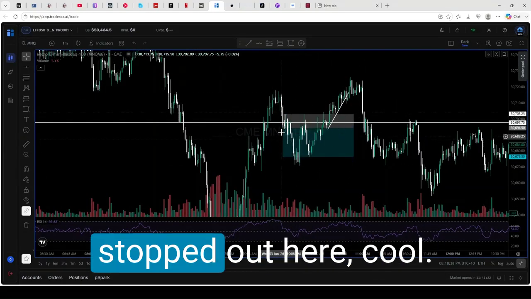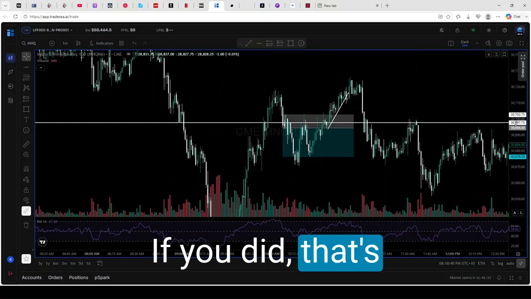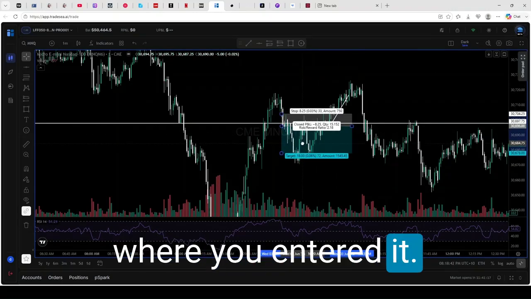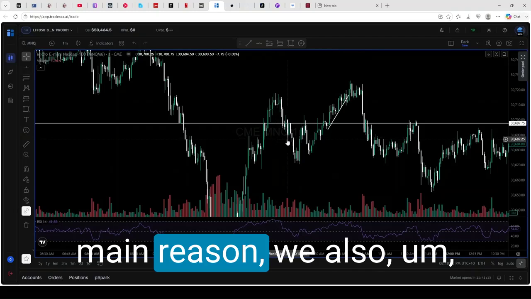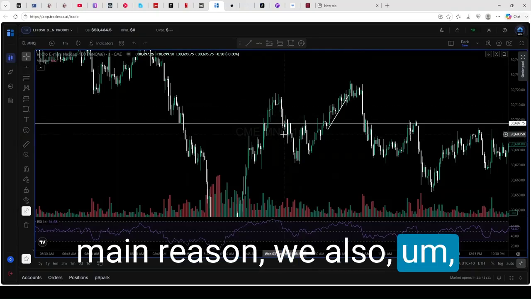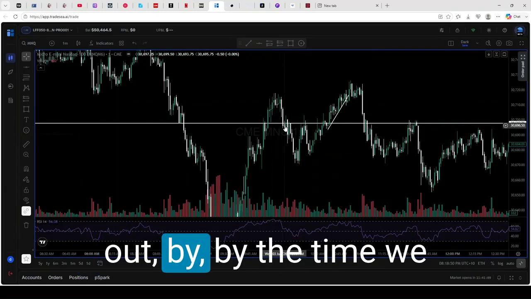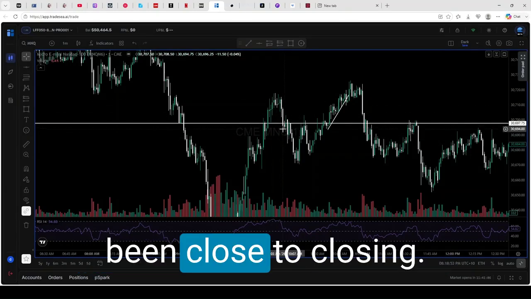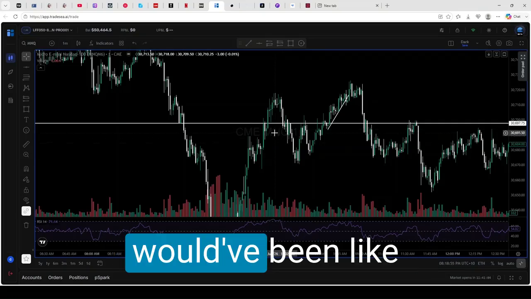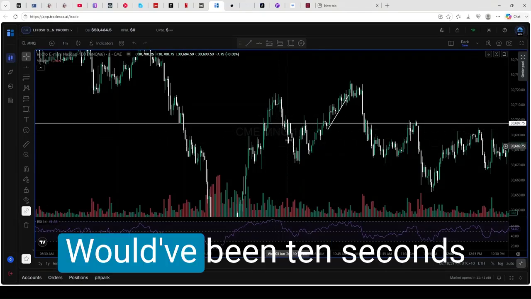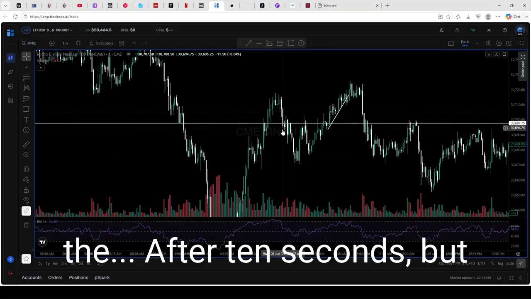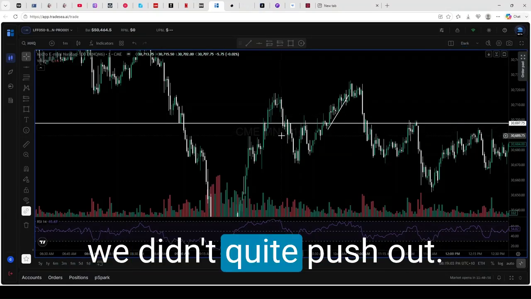So let's say you did get stopped out here. Cool. If you did, that's cool, depending on where you entered. But also, I would not have entered this trade because, main reason, by the time we pushed out, we would have been close to closing. We probably would have been 10 seconds left, as I can tell from this point. Boom, we closed after 10 seconds, but we didn't quite push out.